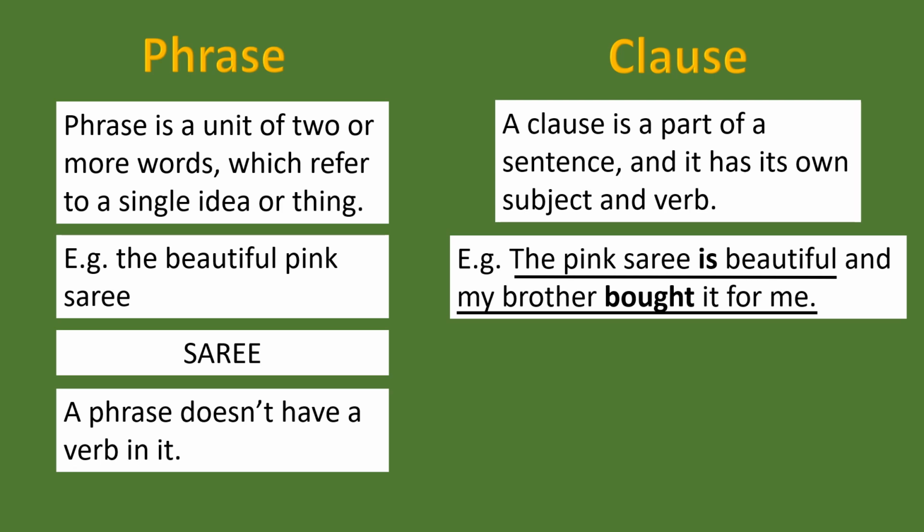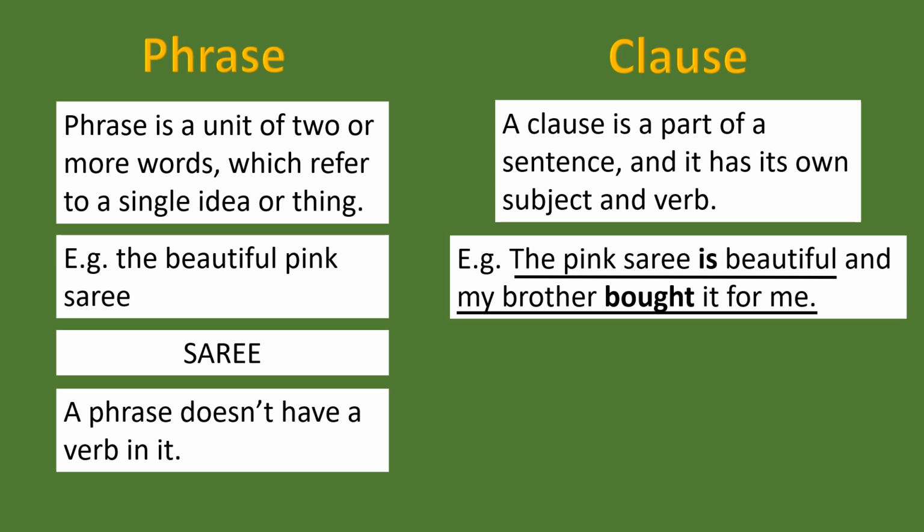Now let us check whether these two underlined parts can be called clauses or not. A clause should have its own subject and verb. So what is the subject in the first underlined part? The pink sari. What is the verb? Is. So it has got a subject and verb of its own. So that is why it is called a clause.